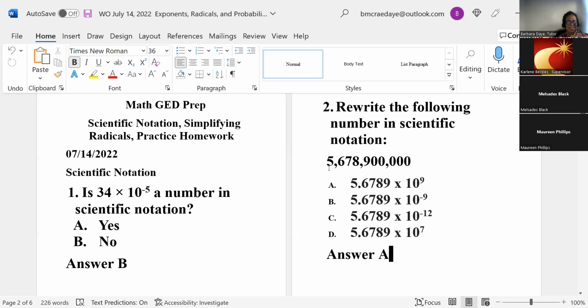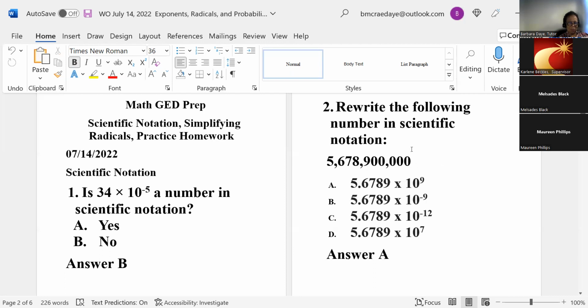Mercedes, you have to review. So say it in words, Mercedes. What is that number? 5,678,900,000. Trillion? No. 5 billion. 678,900,000.